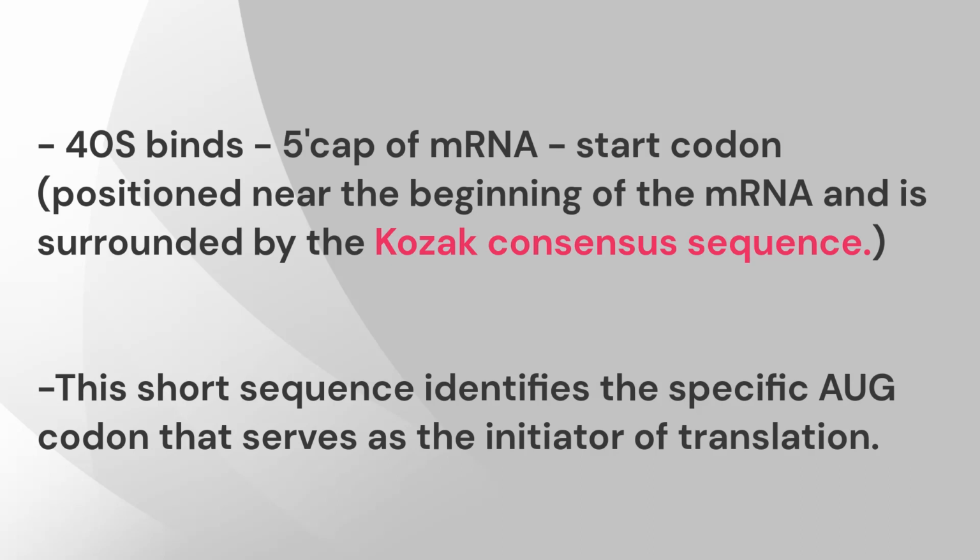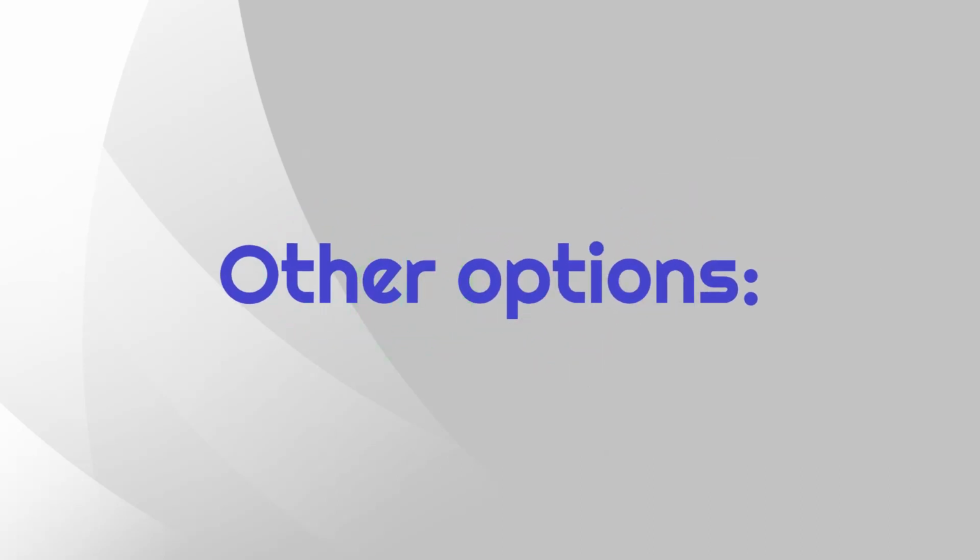This short sequence identifies the specific AUG codon that serves as the initiator of translation, analogous to the Shine-Dalgarno sequence in bacteria. Mutations affecting the Kozak consensus sequence can significantly impair protein translation and have been identified in patients with alpha and beta thalassemias. If you choose any option other than B, you are wrong.